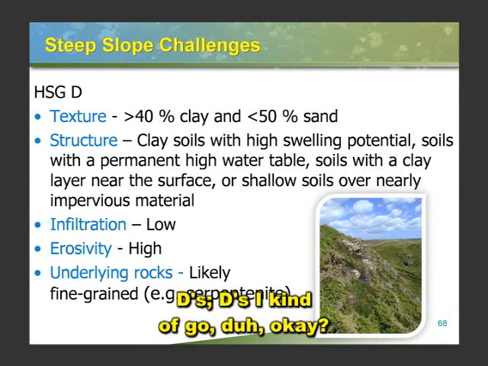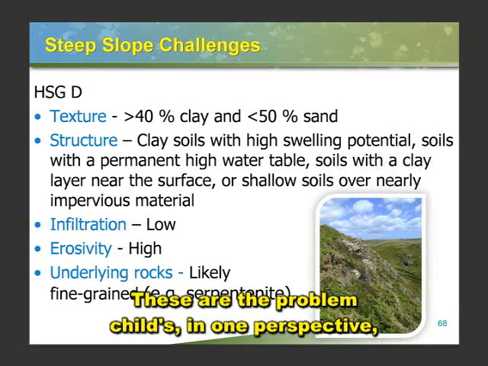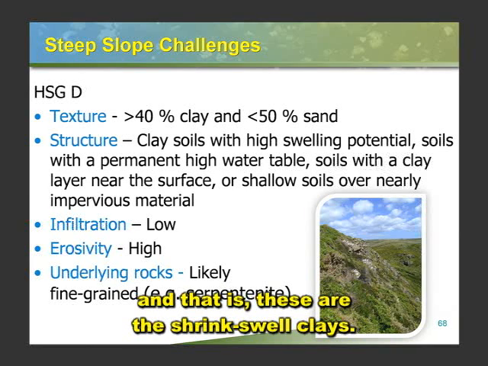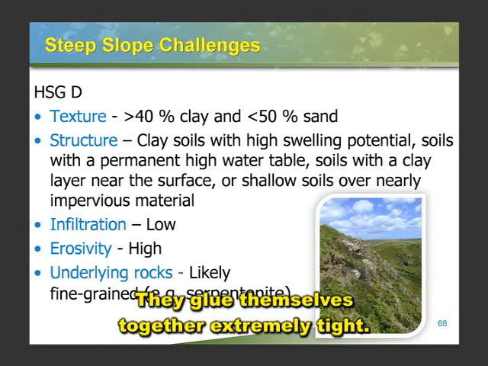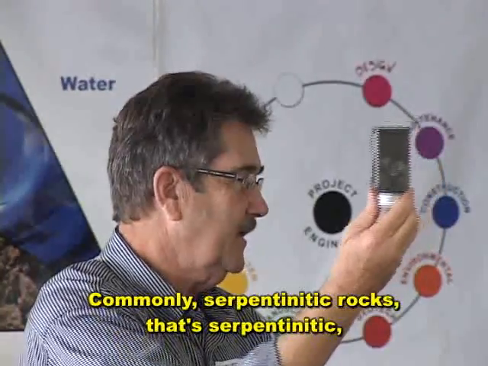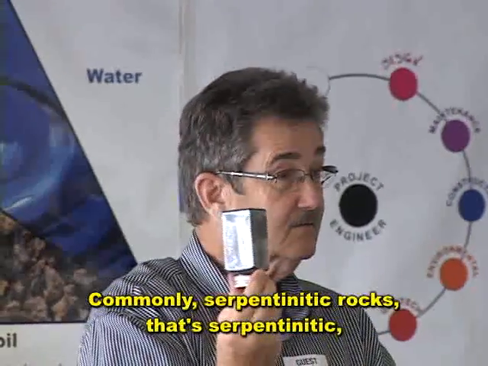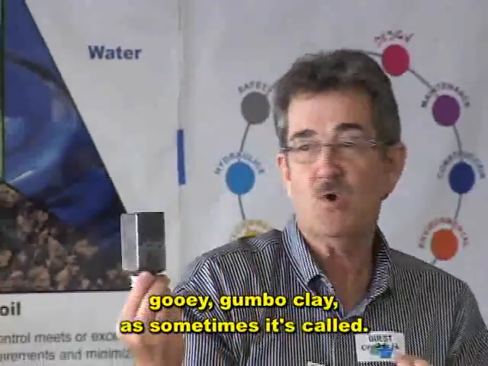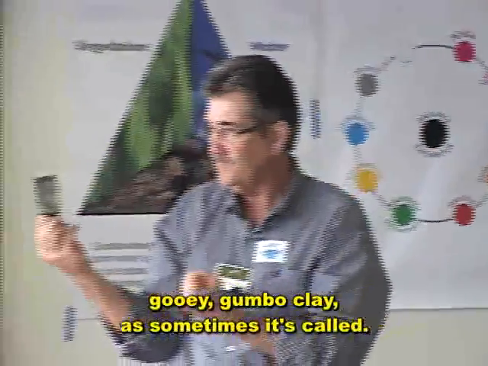D's. D's, I kind of go, duh. Okay? These are the problem childs in one perspective. And that is, these are the shrink swell clays. They glue themselves together extremely tight. Commonly, serpentinitic rocks. That's serpentinitic, gooey gumbo clay, as sometimes it's called.